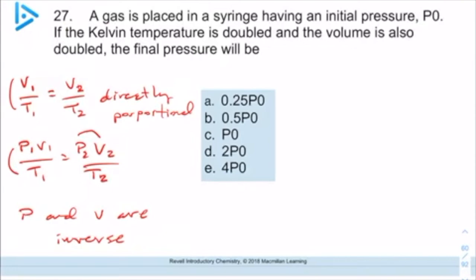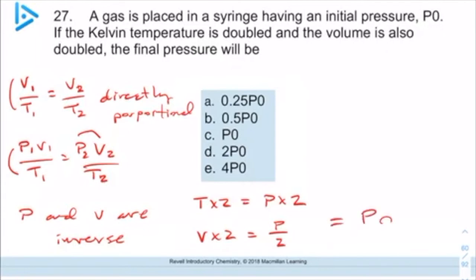They move opposite. So let's think about what we have in this question. We have an initial pressure of P0 and the Kelvin temperature is doubled. So if I double my temperature, that equals double my pressure, because P and T are directly proportional. But if I double my volume, that means that I cut my pressure in half. So in the end, I haven't changed anything at all. First I double it, then I cut it in half, so I'm at my starting point.